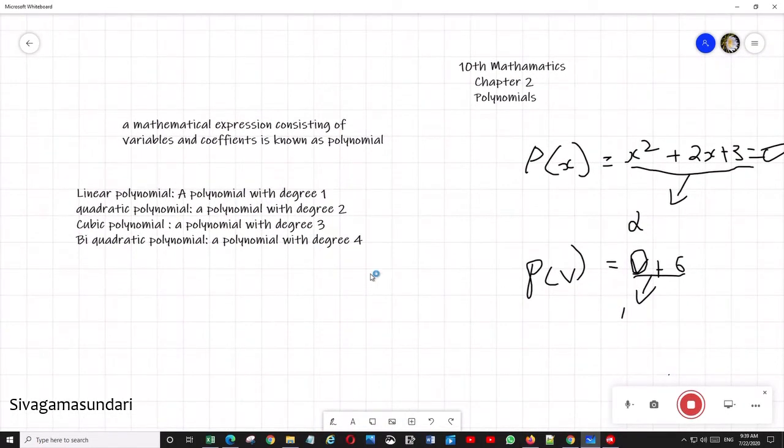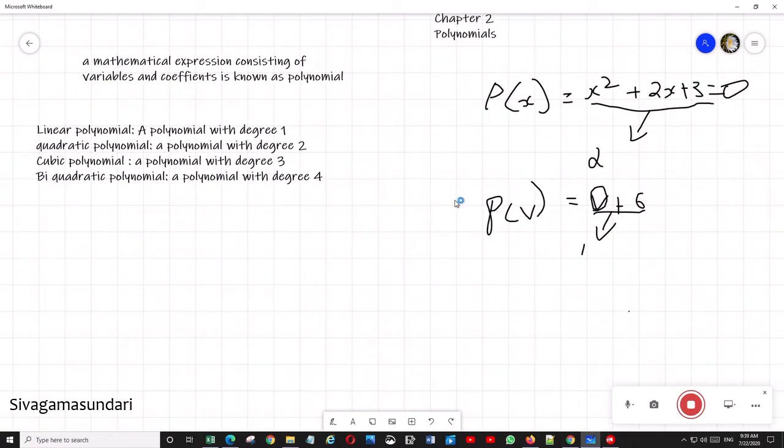What are the types of polynomials? First, we are going to see a linear polynomial. A polynomial with a degree 1 is known as a linear polynomial. Here, v plus 6 is a linear polynomial. The second is quadratic polynomial, a polynomial with a degree 2. Here the polynomial p of x is a quadratic polynomial, as its degree is 2.